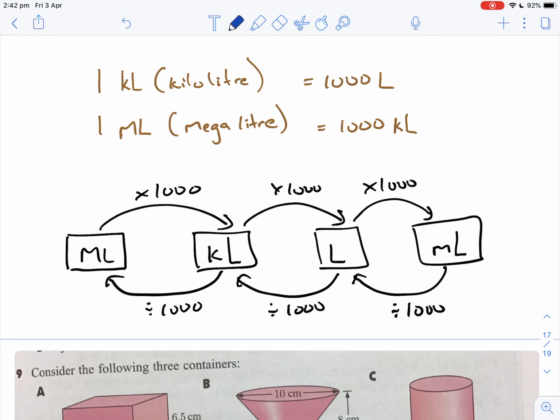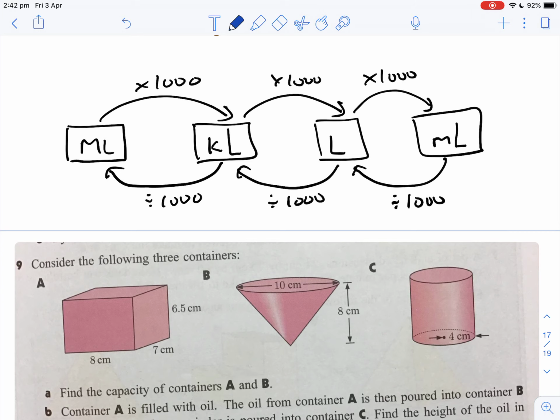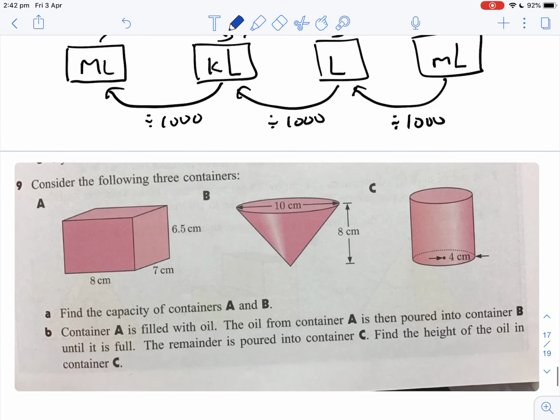Mega is usually in the millions, so hopefully that will help you to remember. And a kilolitre, of course, is 1,000 litres. So I have given you the little table there as well. So basically you're always timesing by 1,000 to move between megalitres, kilolitres, litres or millilitres.